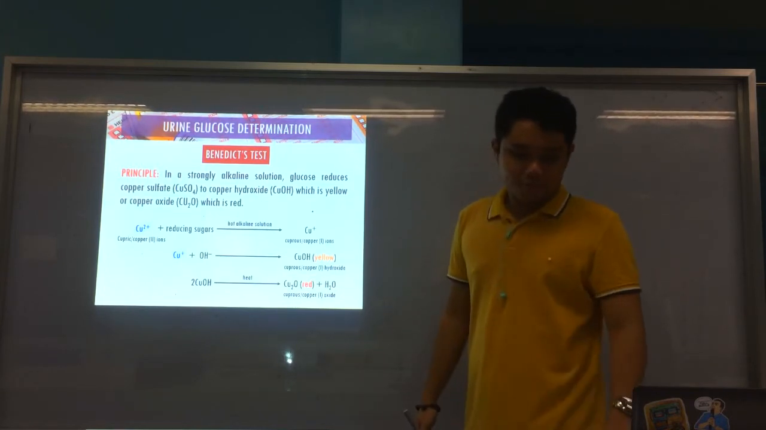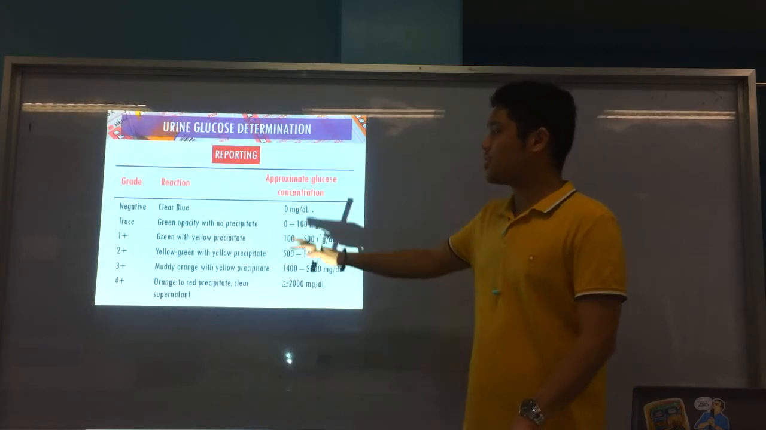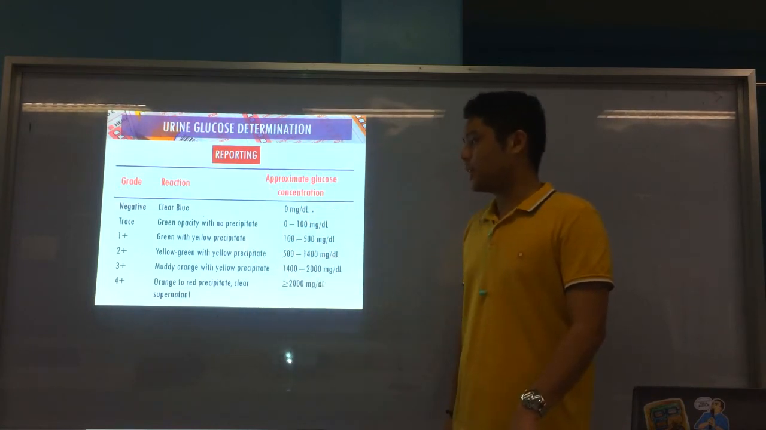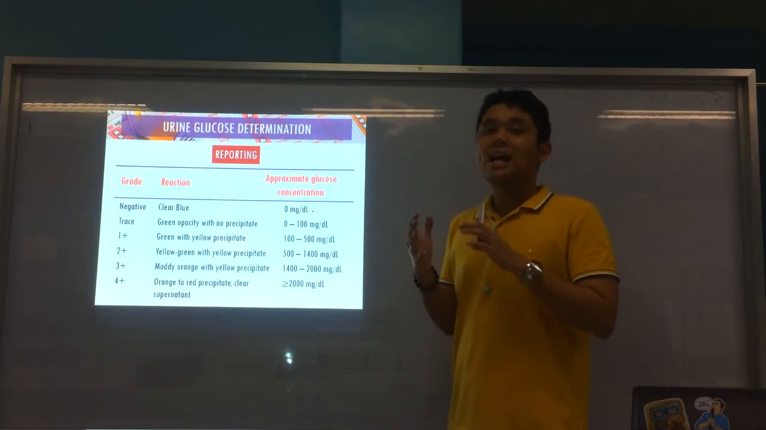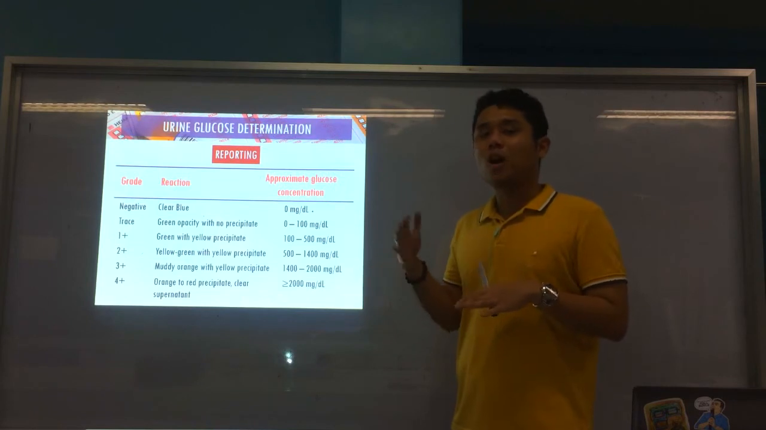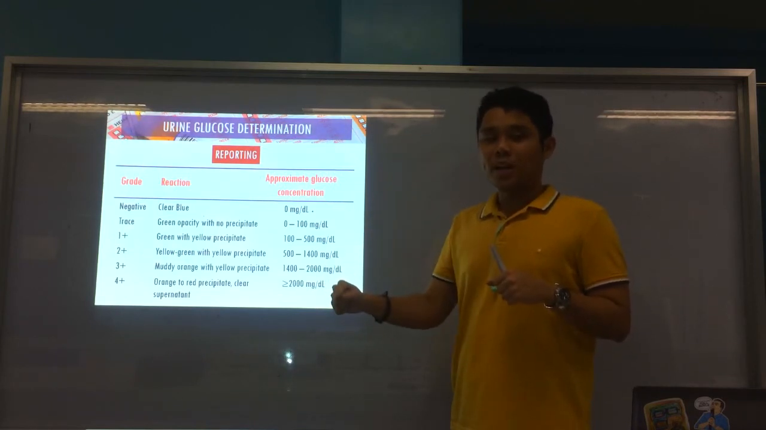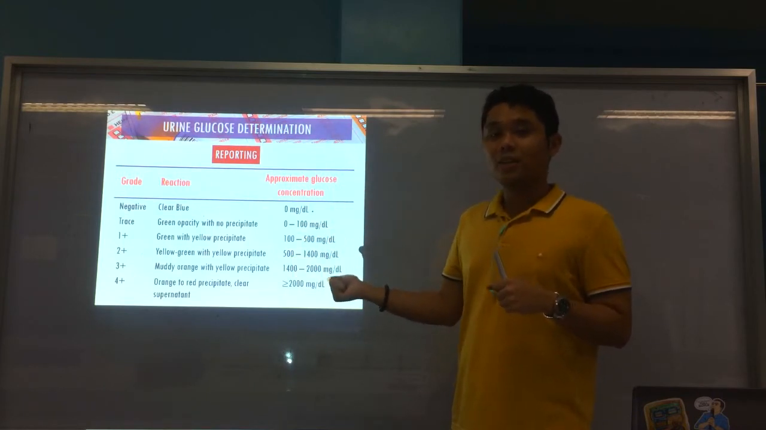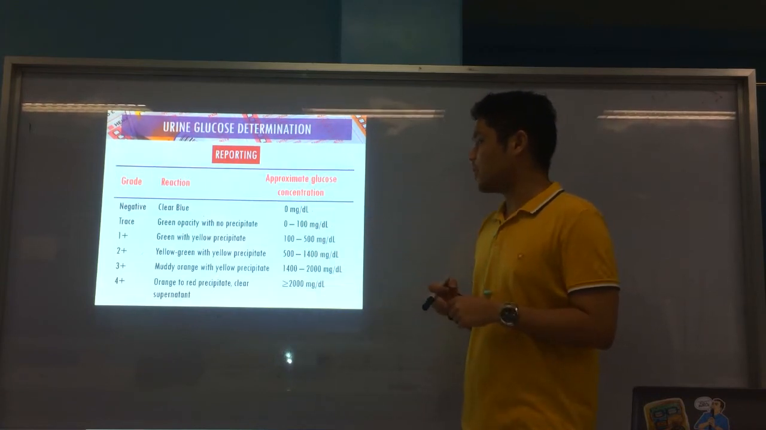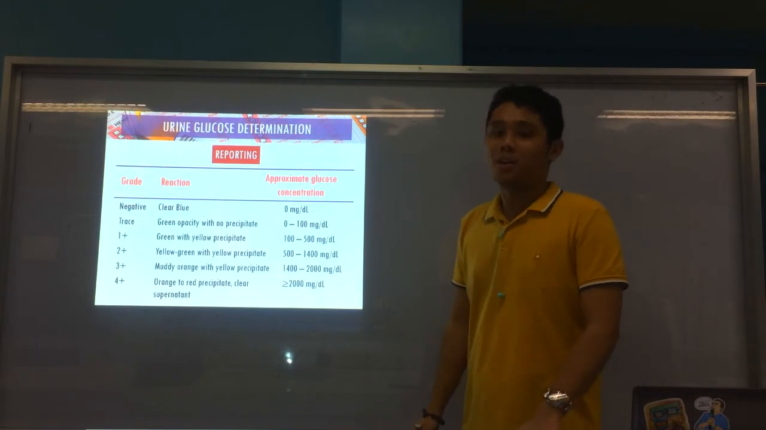Alright. So for reporting, as you can see, negative is clear blue. The color changes from blue to green to yellow and then finally orange to red precipitate. Of course, orange to red means there is a lot of glucose, so much of the copper sulfate has been converted to copper oxide, or to cuprous oxide or cuprous hydroxide. And as you can see, it gives an approximate glucose concentration. So this is semi-quantitative. The highest is greater than or equal to 2,000 mg per dL. Wow, that's a lot.